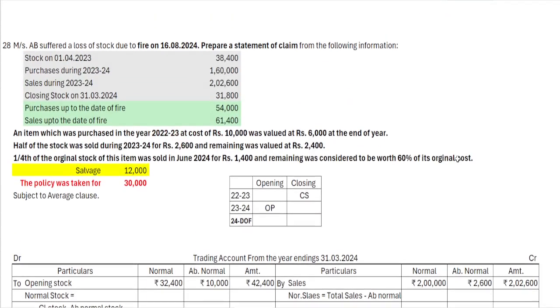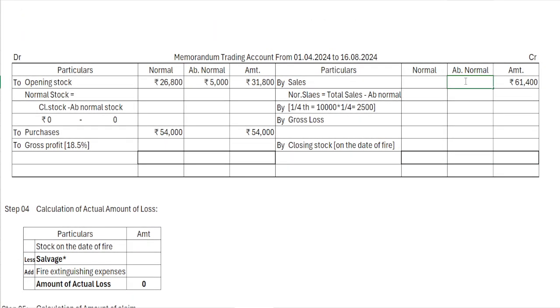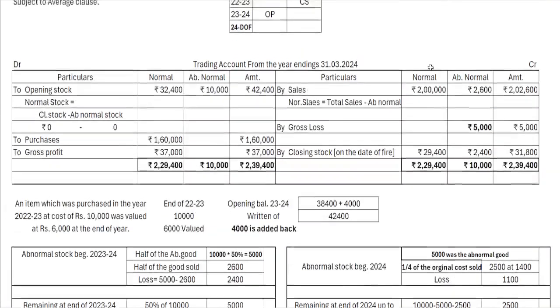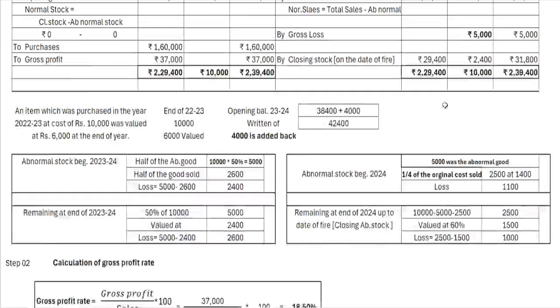Sold for 1400. Here, one fourth of the original stock of this item was sold in June 2024 for rupees 1400. Then the normal sales for the year till the date of fire is equal to total minus abnormal sales, which is 60,000. And the remaining was considered to be worth 60% of its original cost.